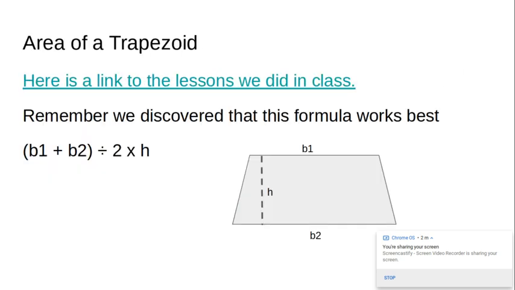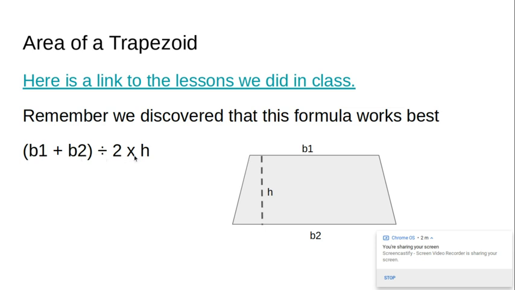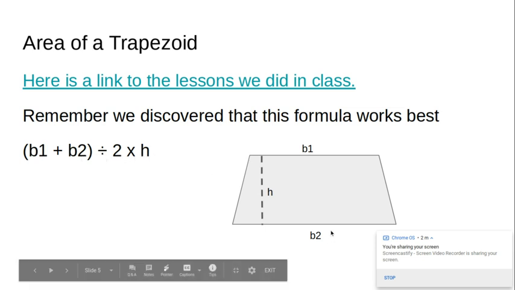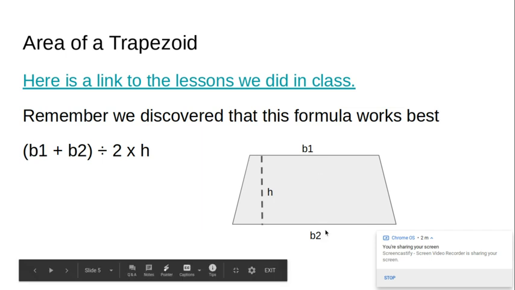So earlier this year, we did area of a trapezoid. And after all of our discoveries, we realized that the formula that works best is this formula here. The base plus the base divided by 2 times the height. So here are our bases, base 2 and base 1. Remember, we could turn this object to put either of these sides on the bottom. So that's why they're both called the base. And really what we're doing here is we're finding the average.